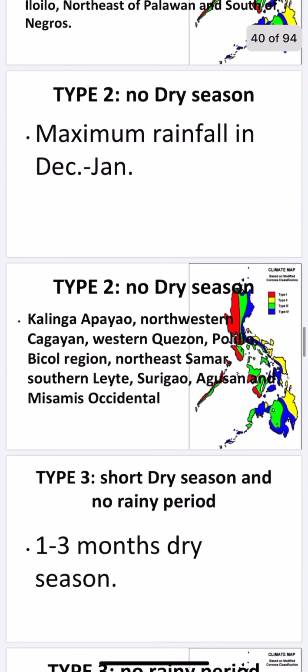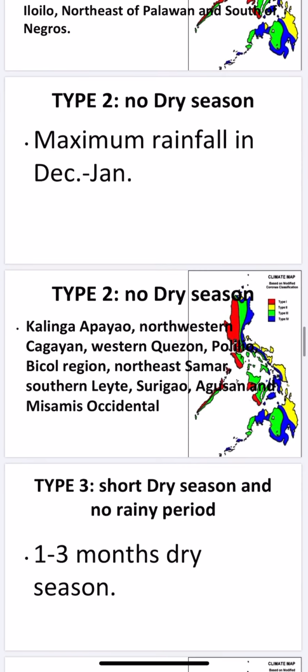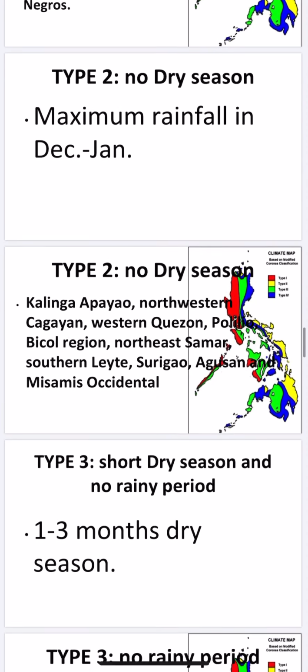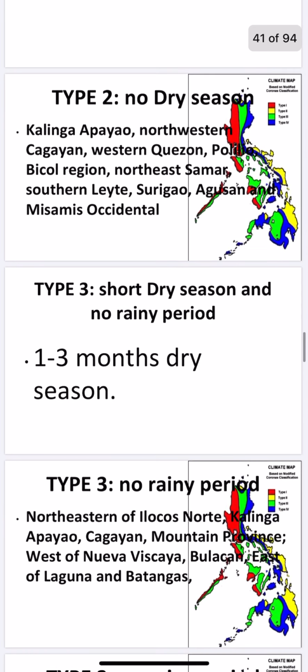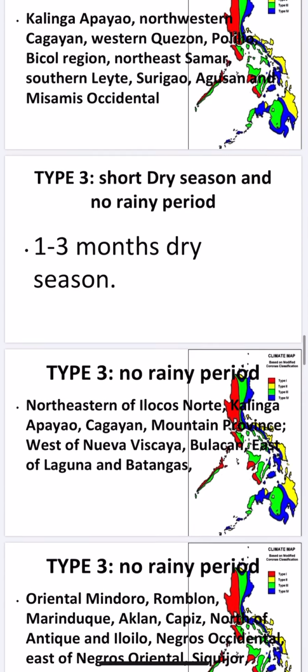For type 2, no dry season. It has a maximum rainfall in December to January, and this includes Kalinga, Apayao, northwestern Cagayan, western Quezon, Polillo, Bicol region, northeast Samar, southern Leyte, Surigao, Agusan, and Misamis Occidental.